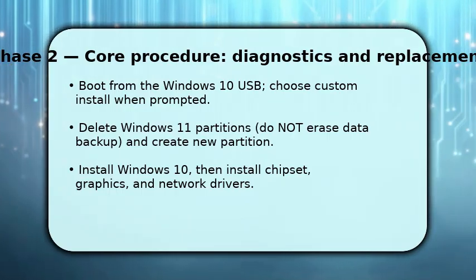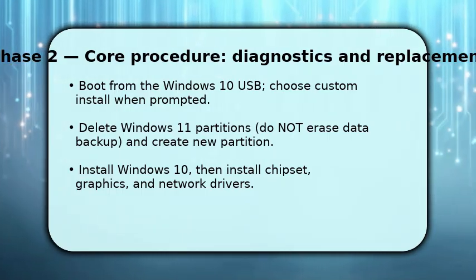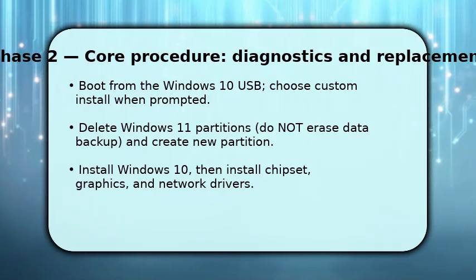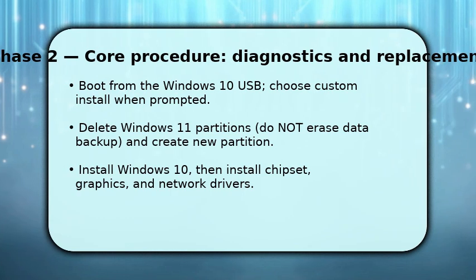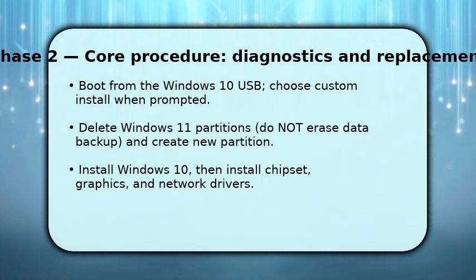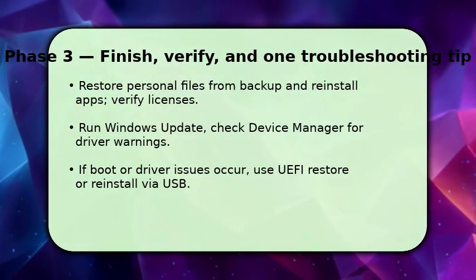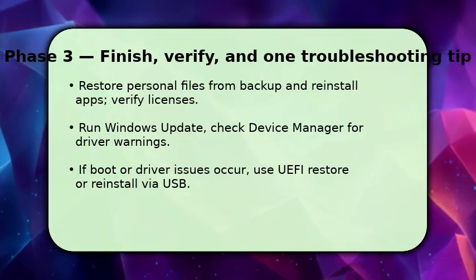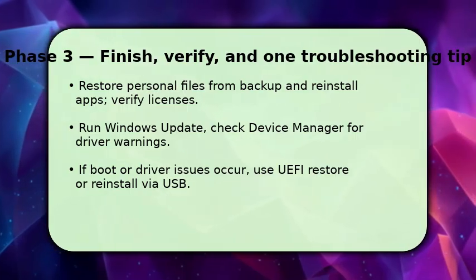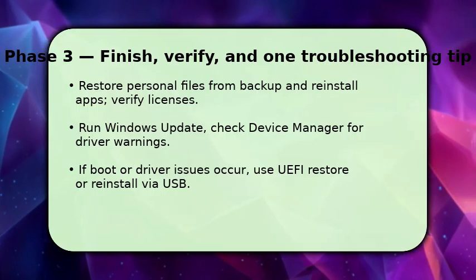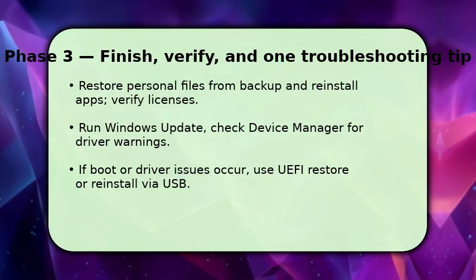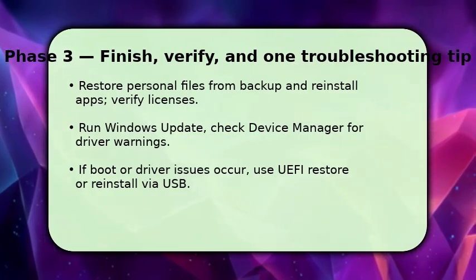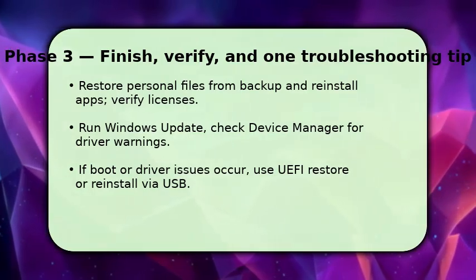After the installer finishes, immediately install chipset, graphics, and network drivers you downloaded earlier. Make sure to sign in and run Windows Update to bring system files and drivers up to date. Once Windows 10 is installed, restore your personal files from the backup and reinstall your applications, verifying licenses as needed. Run Windows Update and open Device Manager to confirm there are no missing or flagged drivers. Install vendor drivers if anything looks off.